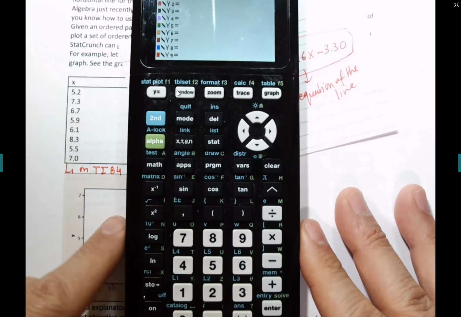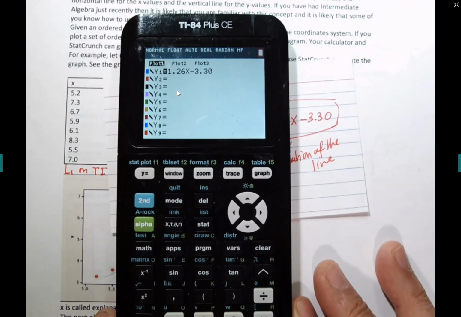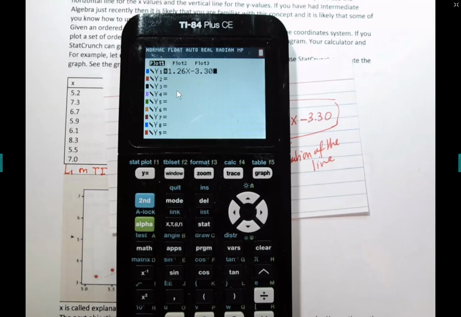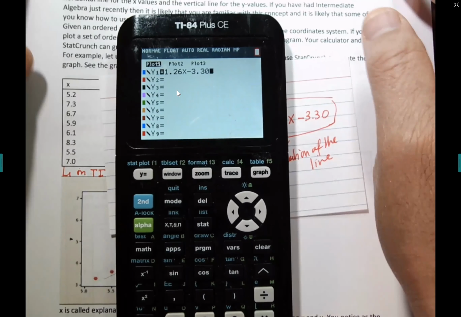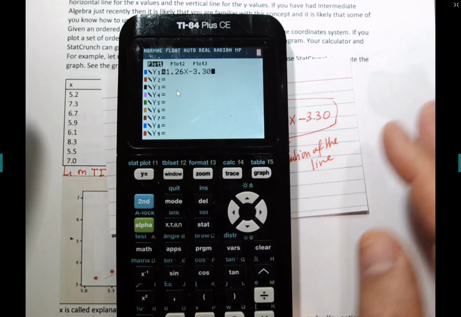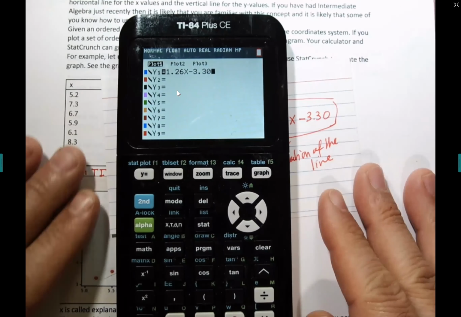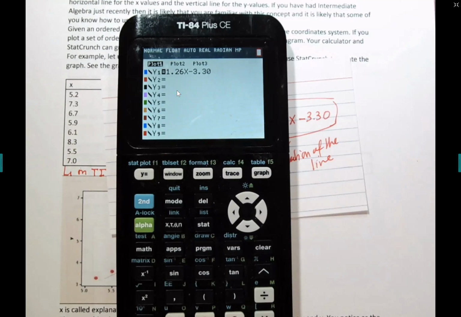But wasn't it negative 3.3? Yes. Well, the plus negative, which is minus. You can put plus negative, or you just put minus. That's fine. If you are in the middle of the expression, it doesn't matter whether you use the negative sign or the minus. But if you are at the beginning, you must use a negative. So 1.26x minus 3.3. And let me hit the graph, guys.